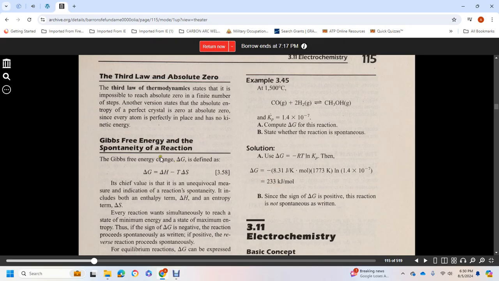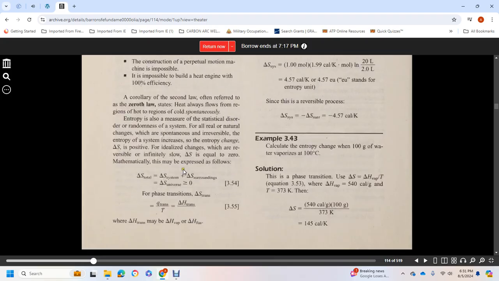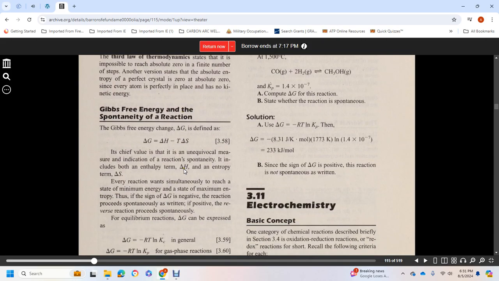Gibbs free energy and spontaneity of reaction. Gibbs free energy is defined as the free energy resulting from the enthalpy change minus the temperature times the entropy change. It is a key, unequivocal measure indicating reaction spontaneity, and includes both the enthalpy term of heat and the entropy term of change.